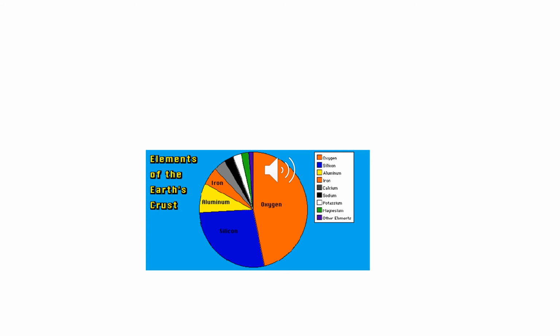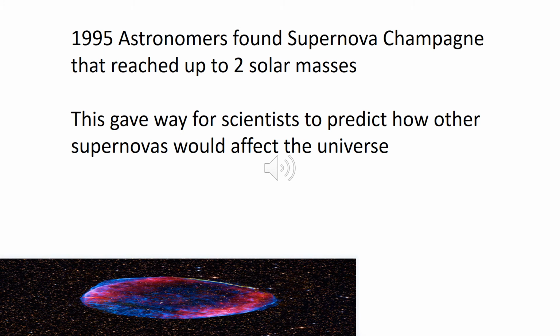Supernovas create elements that are scattered across the universe and that can collect and form new stars or planets. During the Big Bang, helium and hydrogen were the first elements created. These elements cooled, forming clouds that would later create stars. All elements found on Earth were created in the center of a star. In 1995, astronomers found supernova Champagne that reached up to 2 solar masses. This gave way for scientists to predict how other supernovas would affect the universe.